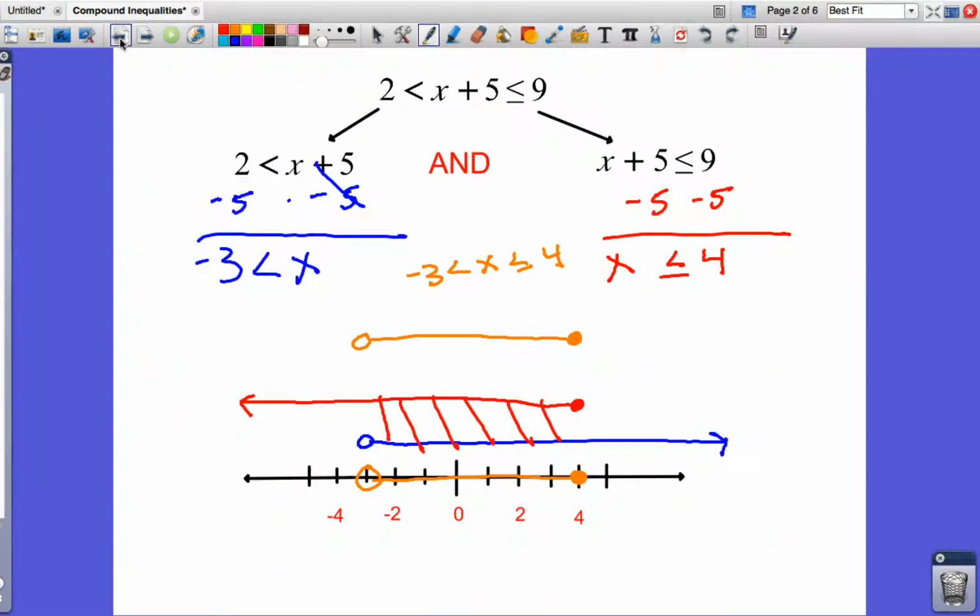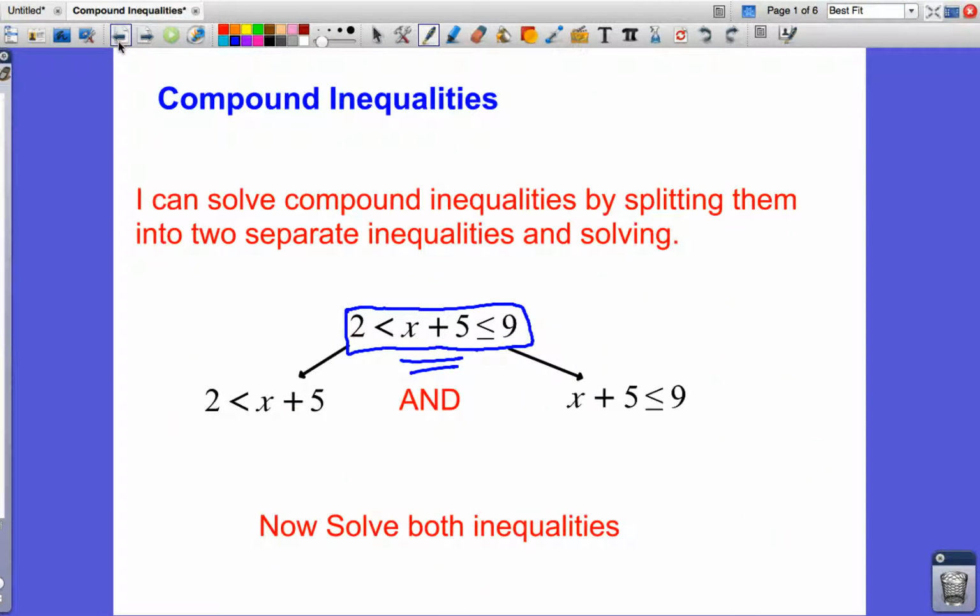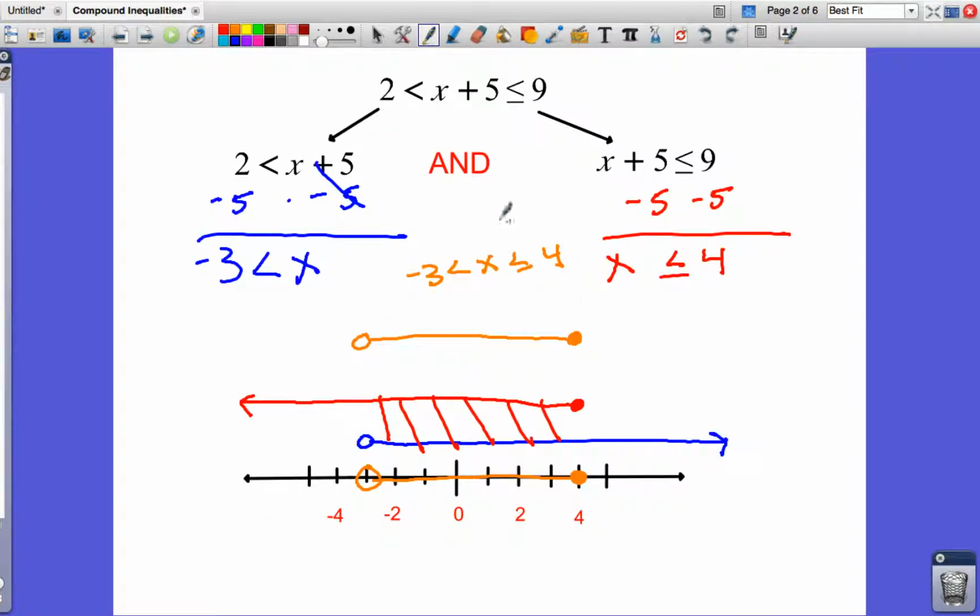And then real quick, whenever we have a compound inequality, just make sure we separate it into two separate inequalities and then just solve for your variable on each side to create your compound solution, and then you can graph it from there. And that's it.